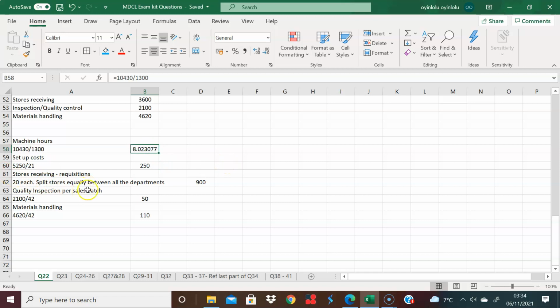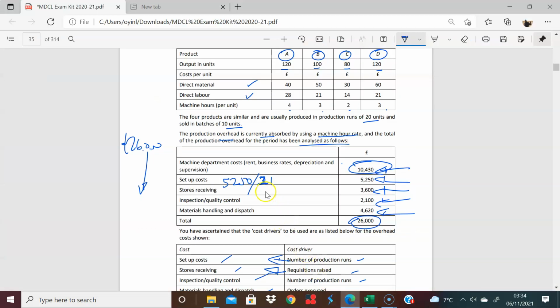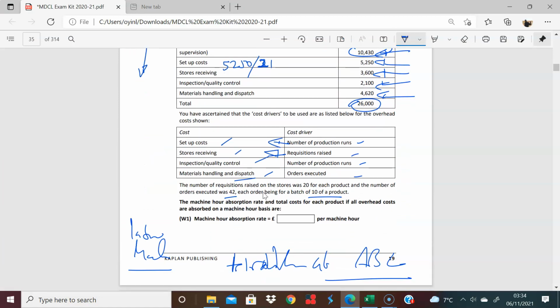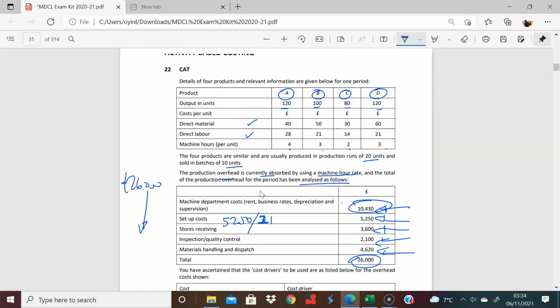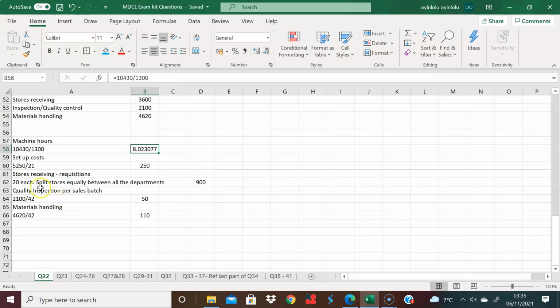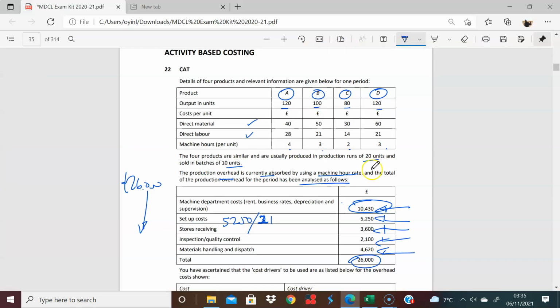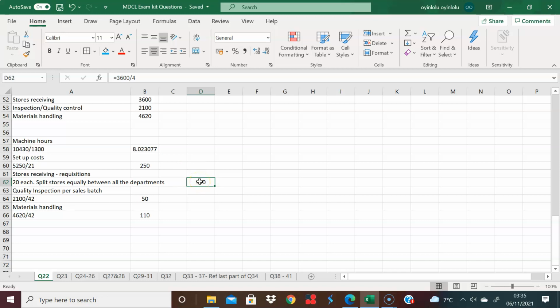The stores receiving the requisitions. The question tells us that the number of requisitions raised on the stores are 20 for each product. So 20, 20, 20, 20. Those are the number of requisitions raised, and that is a total of 80. You could just split that 3,600 equally, because if the total cost is 3,600 and each of them has 20, it just means I can nicely split this into 4 parts, which is what I went for.